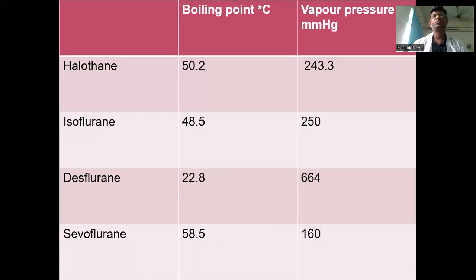Here are the various boiling points and vapor pressures for the anesthetic agents halothane, isoflurane, desflurane, and sevoflurane. For halothane, the boiling point is 50 and the vapor pressure is 243. Isoflurane is 48 and the vapor pressure is 250. Desflurane is 22.8, whereas the vapor pressure is 664. Sevoflurane has a boiling point of 58 and a vapor pressure of 160.